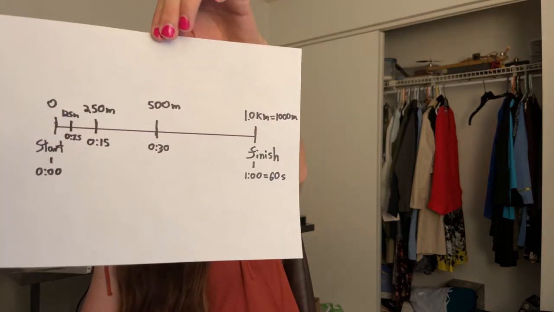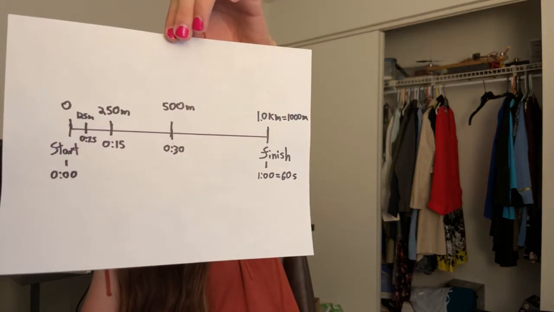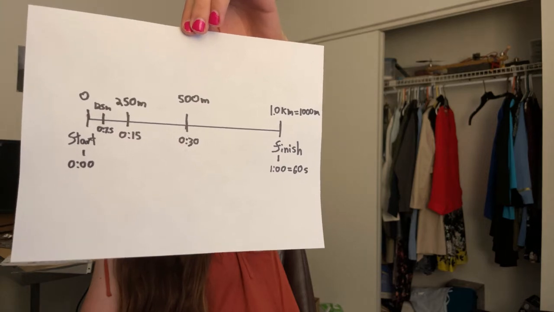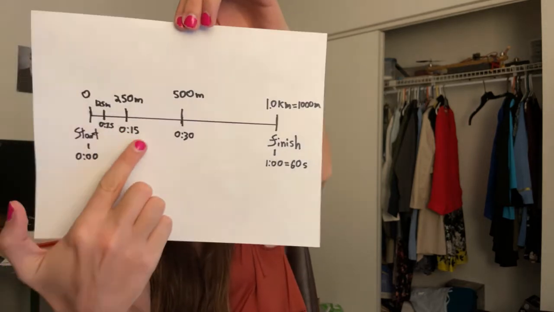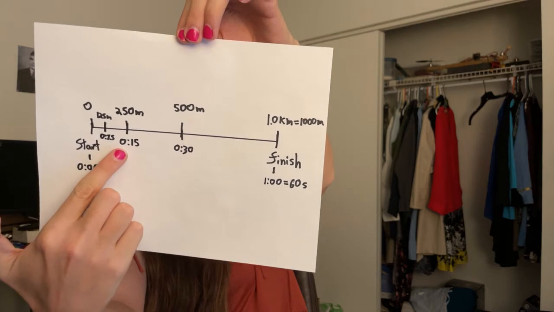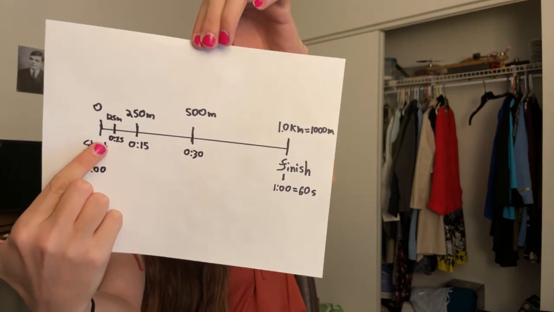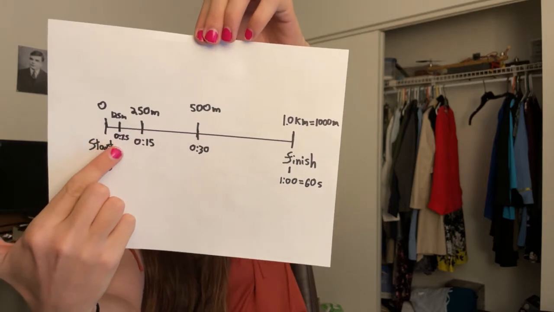So if it takes 1 minute to go 1 kilometer, it should take 30 seconds to go 500 meters, and that all makes sense. You're just going at a constant speed, then it should take 15 seconds to go 250 meters. It should take 7.5 seconds to go 125 meters, but then that's the first moment that you might say, okay, now we just have to introduce these finer units to make this work.